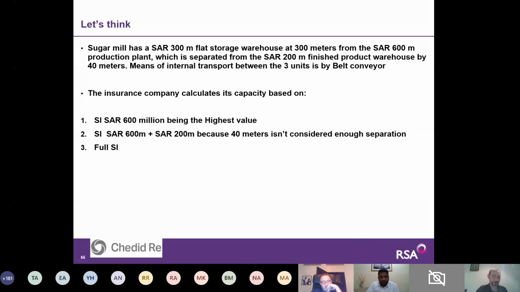RSA paid a lot in this claim. Everyone remembers this claim. It was a sugar mill. It happened that the fire started on the belt conveyor itself and moved to the processing plant. And it was a total loss to the warehouse, and a partial loss to the processing plant, and it was a massive claim.